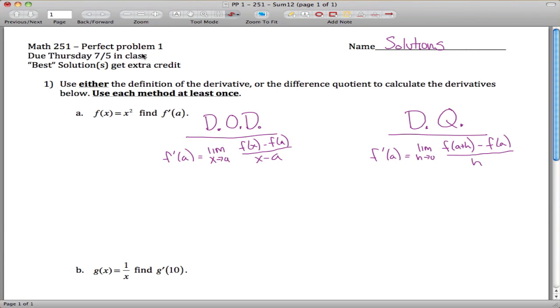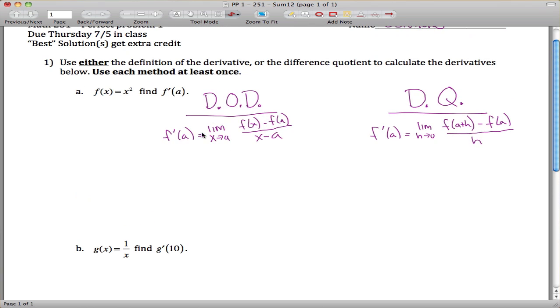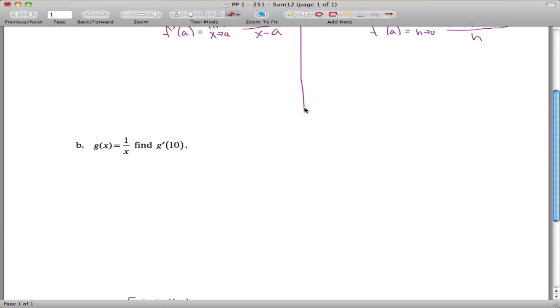Right, here are solutions to perfect problem 1 for Math 251. Basically what we're asked to do is to either use the definition of the derivative, which I wrote right here, or the difference quotient, which I wrote over here, to figure out these three derivatives. So what I'll do is I'll do it both ways for each of them, even though I only require you to do it one way or the other way.